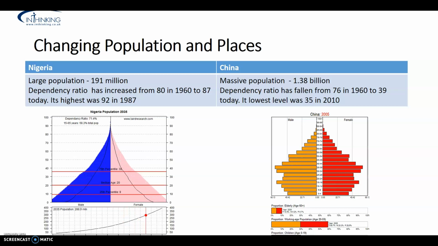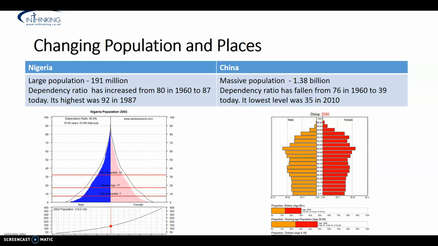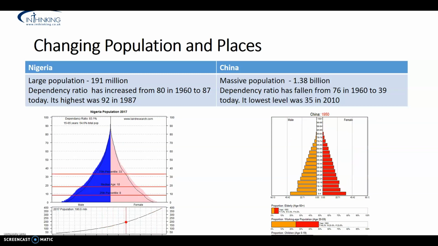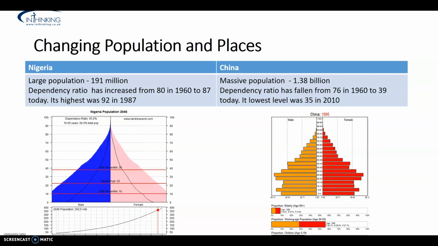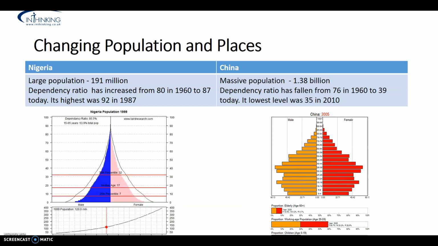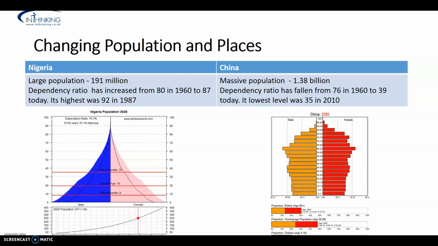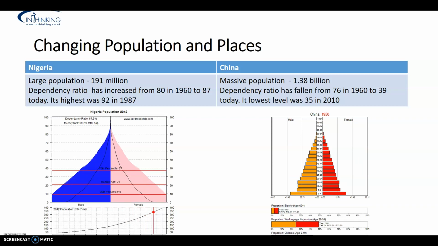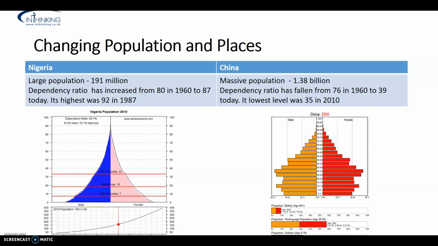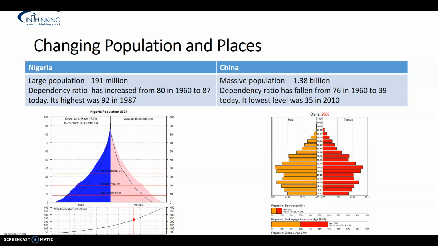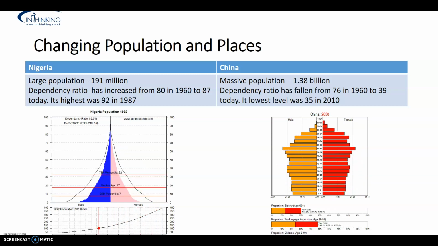These two population pyramids are quite interesting, and they show the change in the population structure over time. So Nigeria's population of 191 million, and then expected to rapidly increase. It has an extremely high dependency ratio, which peaked in 1987 at 92. China, of course, has this massive population, far more developed in terms of an economy, and it has a dependency ratio that's fallen over time, 76 in 1960, 39 today, its lowest level, 35 in 2010.